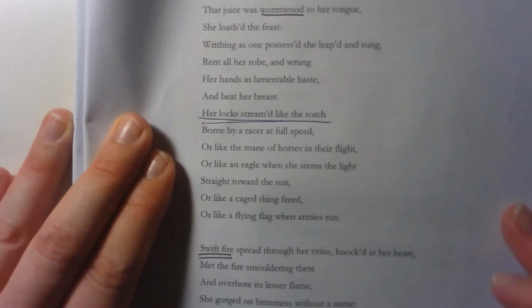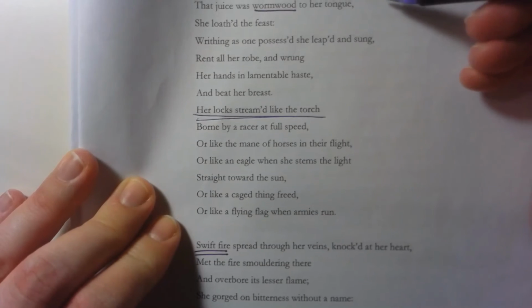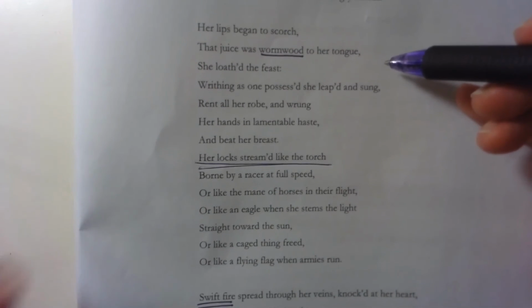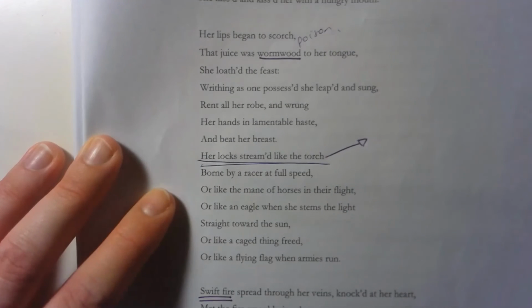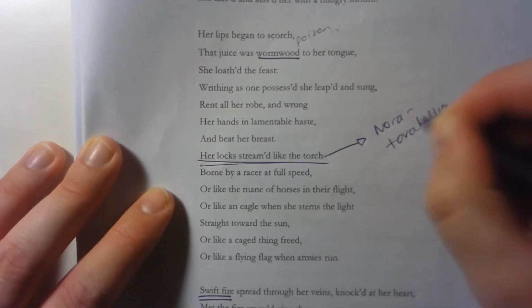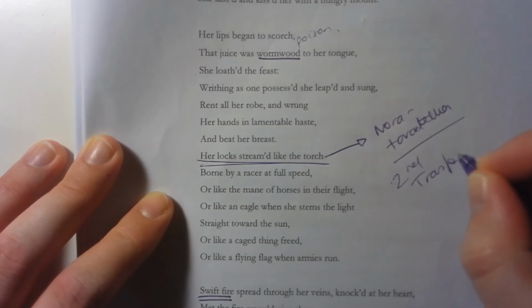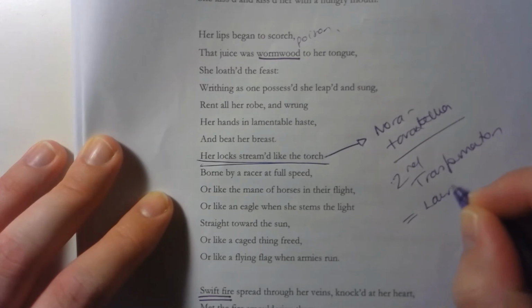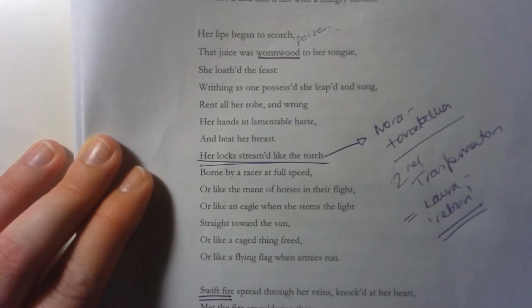Now, last thing, or the last couple of points, you then have Laura, having had the fruit again, she then has this sort of almost like an allergic reaction. So wormwood being like a poison to her tongue. And interestingly, her hair streaming, her locks stream like the torch, is very much like Nora in the Tarantella. And she asks Christine to help her get her hair back up afterwards. So again, this is the second transformation. And obviously for Laura, it's a good thing because she is reborn. And Nora is to an extent, but in a very different way. So this idea of rebirth and transformation are quite key in both.